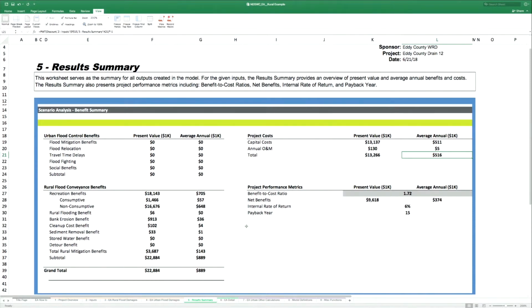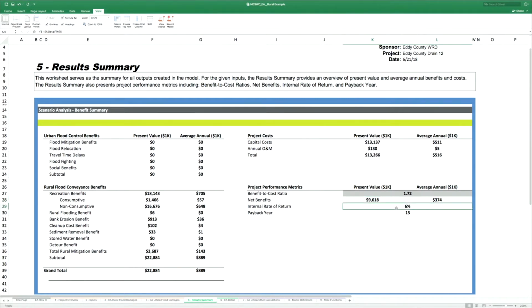So going back to our project metrics, we have benefit cost ratio, which is benefits divided by costs. So if we divide that 889 by 516, we get a benefit cost ratio of 1.7. Net benefits, or net present value, benefits minus costs, gets us a total present value net benefit of 9.6 million, or on an average annual basis, roughly $374,000 in benefit per year.